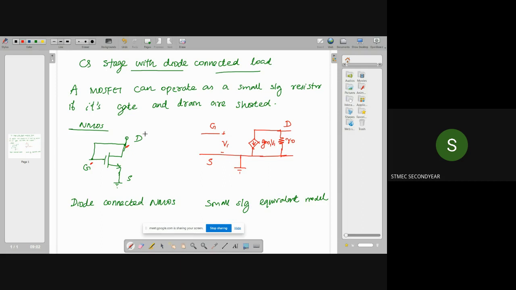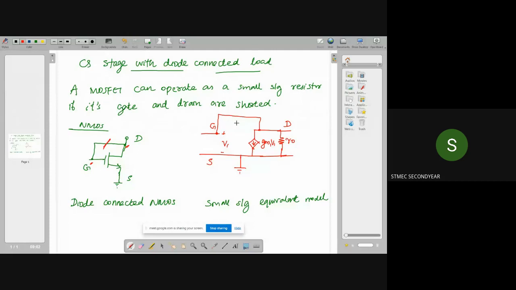Okay, diode connected NMOS equivalent. So here there is a connection between drain and gate. For this particular circuit, that is the diode connected NMOS in the small signal equivalent circuit, we have to show this connection between gate and drain.